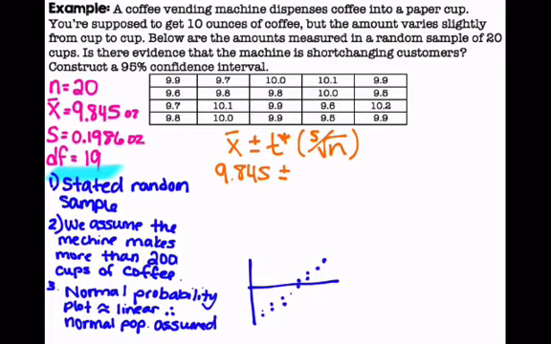Or you can look at table B. And then my standard deviation was 0.1986 divided by the square root of n, which is 20.